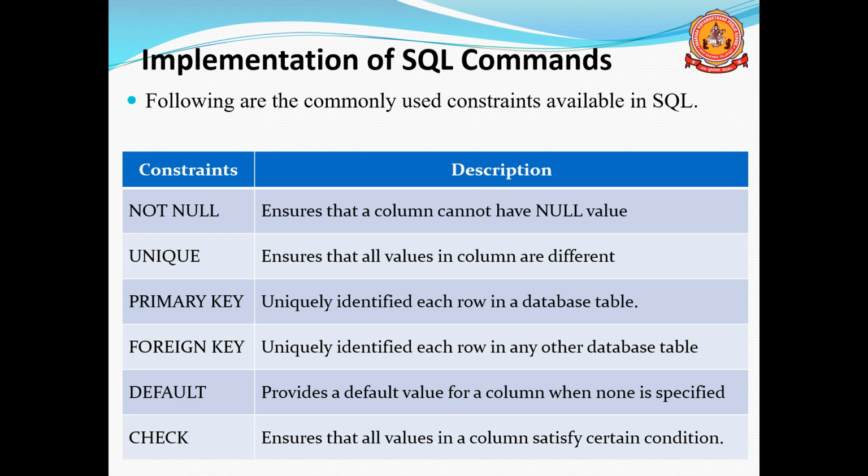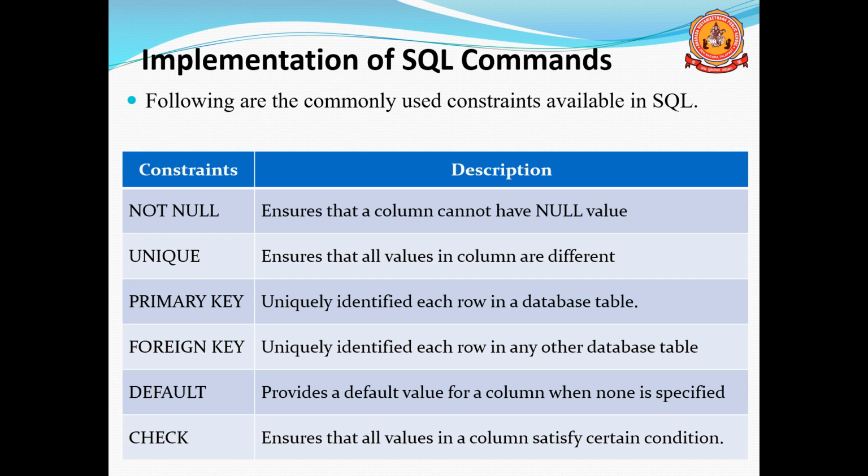The next one is check constraint. Check constraints ensure that all the values in a column satisfy a certain condition. Means we are providing some conditions to a table or some column. Then whenever you are going to enter the data, at that time it will check the condition provided.